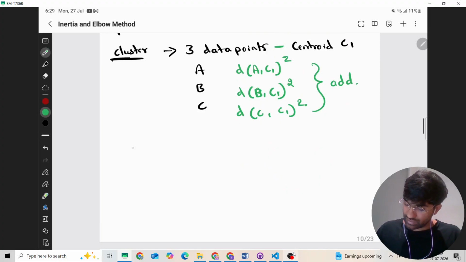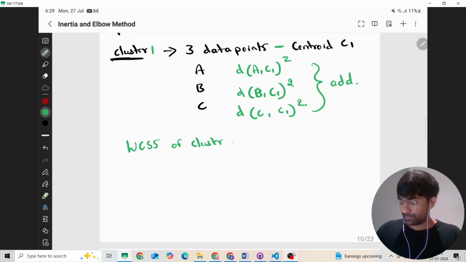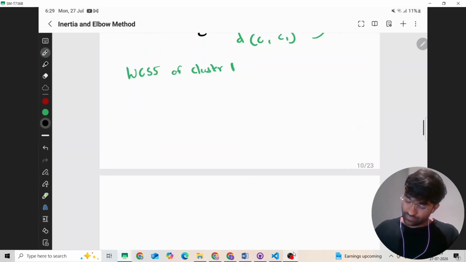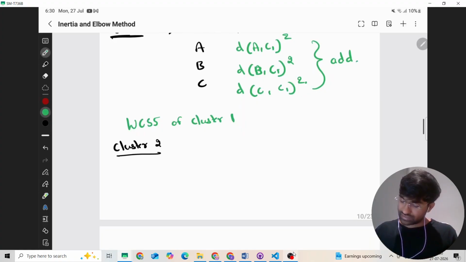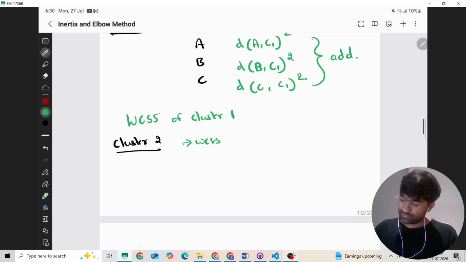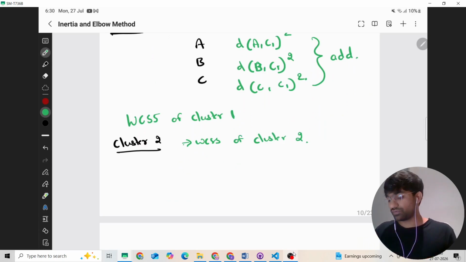This gives us the WCSS of cluster 1. Then repeat the same thing for cluster 2. Calculate the distance between the data points and the centroid, square it, add it. It gives the WCSS of cluster 2. If we have 2 clusters, then we have 2 WCSS values. If we have 3, we have to do it 3 times.